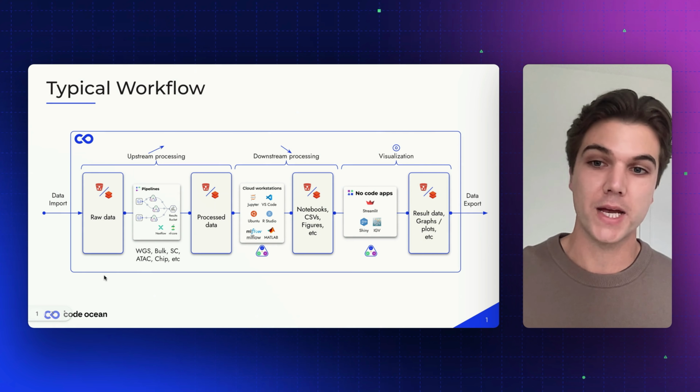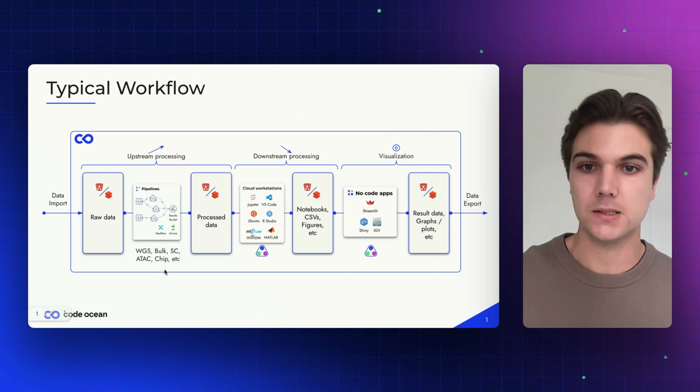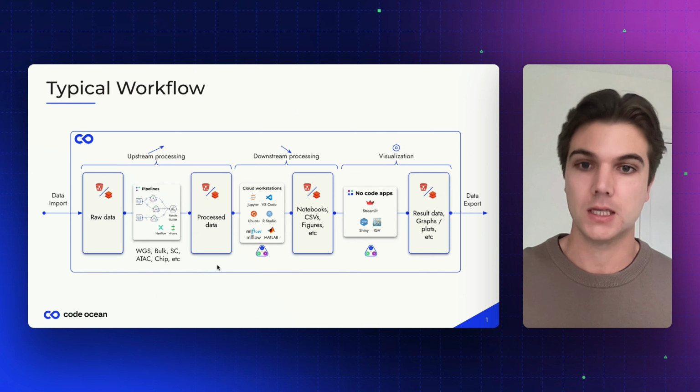We are going to create a data asset from an S3 location and then process that data using a standardized RNA sequencing pipeline. Once that pipeline completes, we will create a data asset from the result and then share that result with others for downstream analysis.